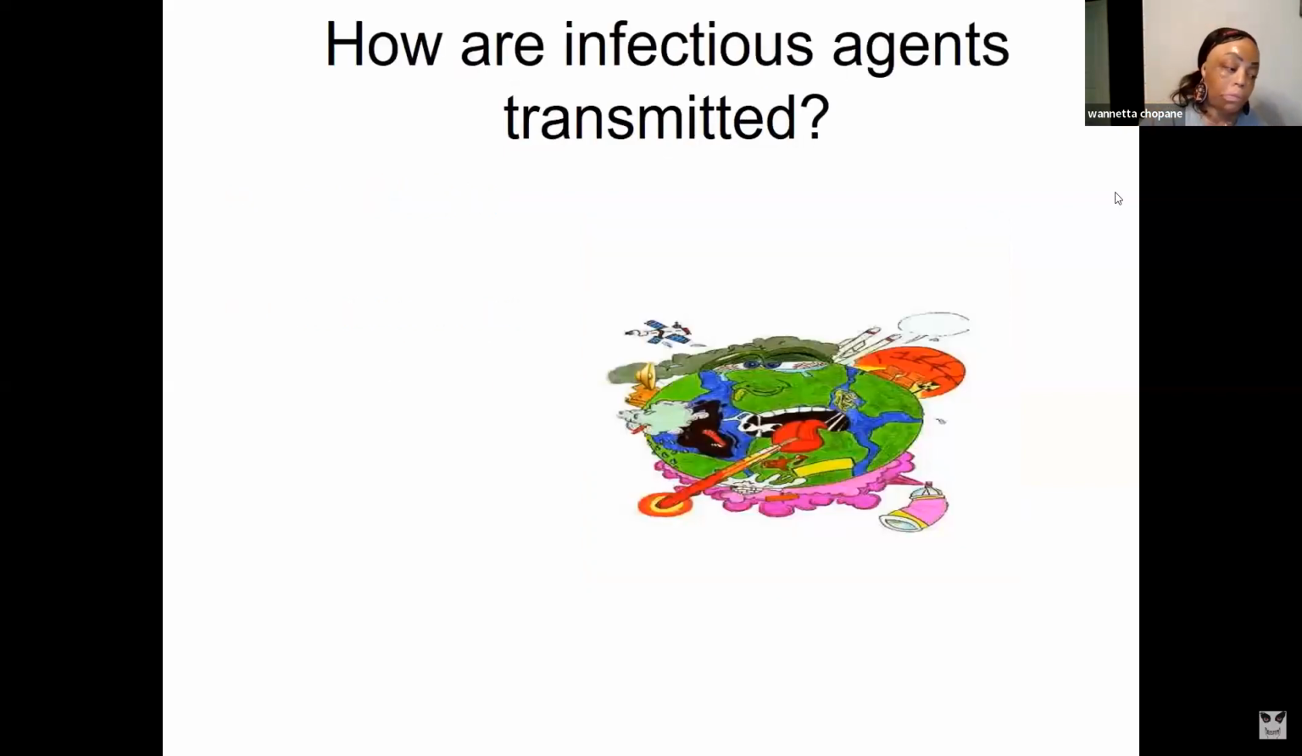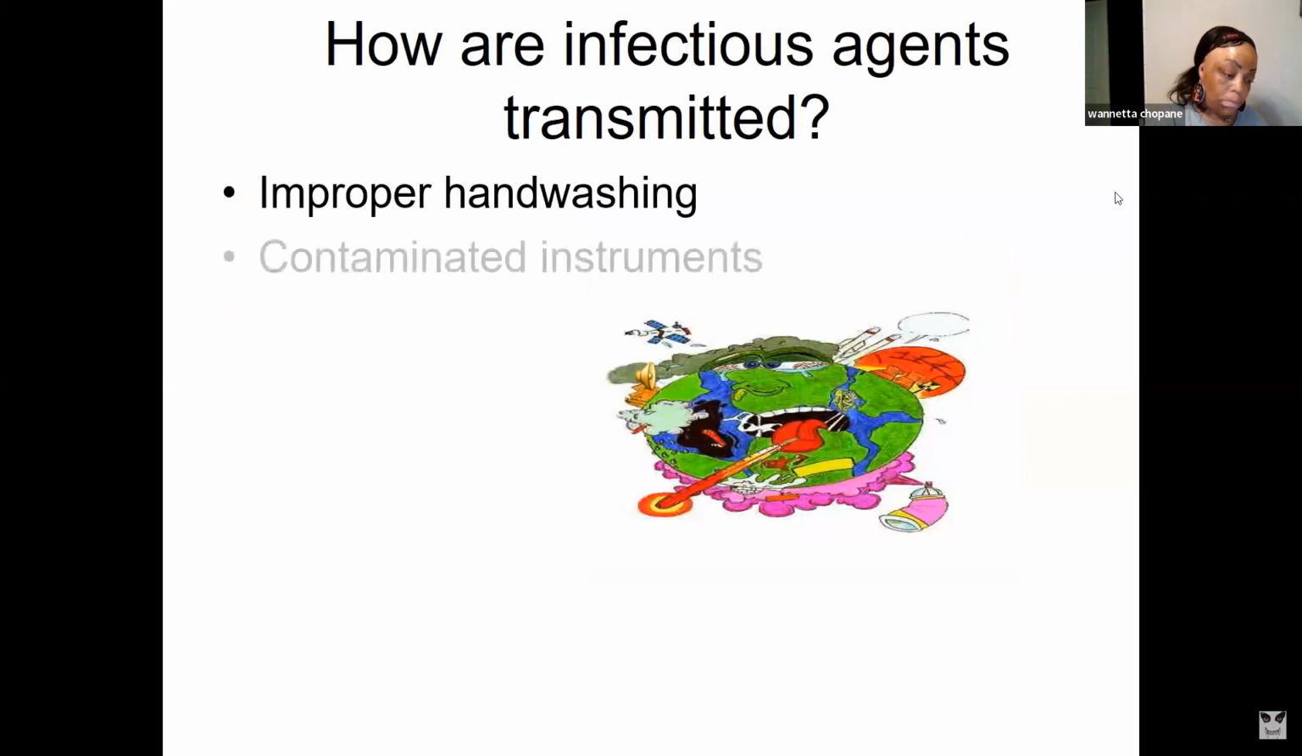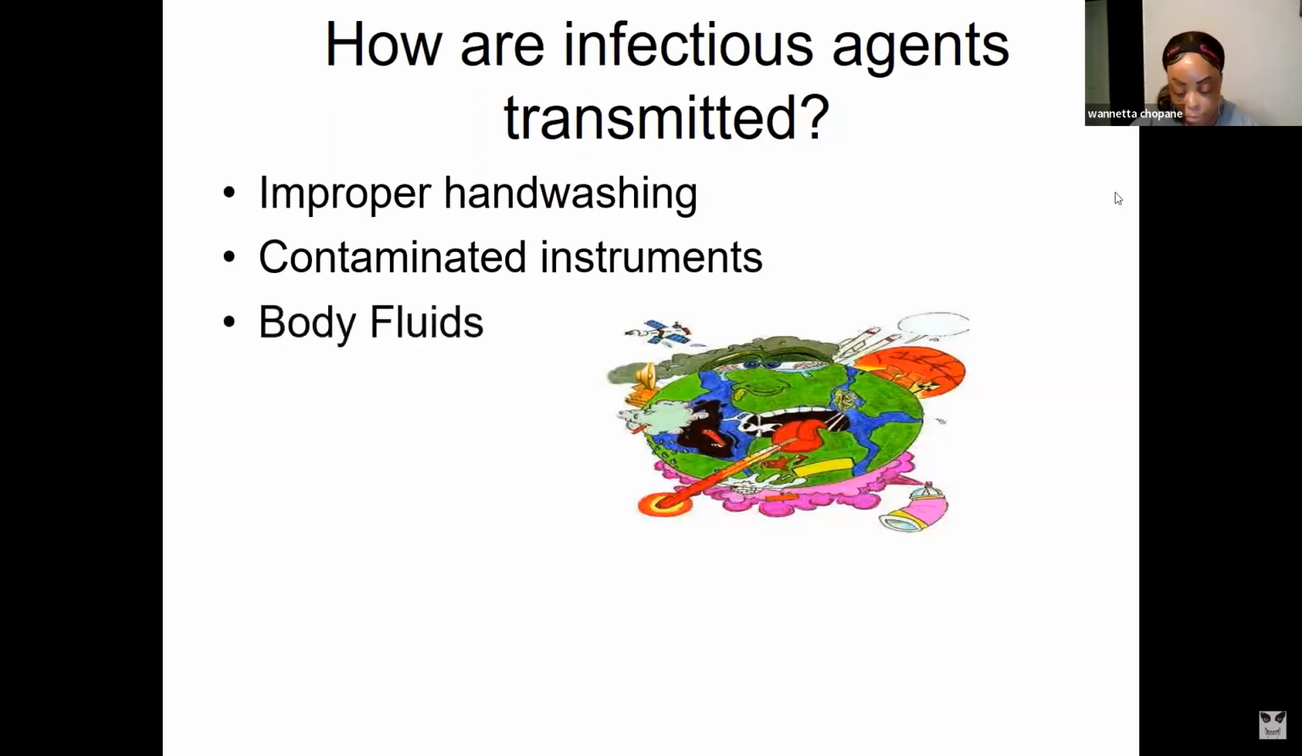Now let's review. How are infectious agents transmitted? Well, we talked about improper hand washing, which is the number one chain breaker of the infection cycle. Proper hand washing does it all. And then, of course, contaminated instruments. Handling instruments that have not been decontaminated with bleaches or rinsed or washed down is also how infection agents are transmitted.